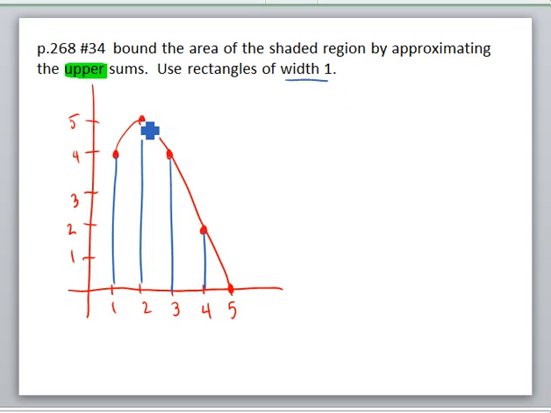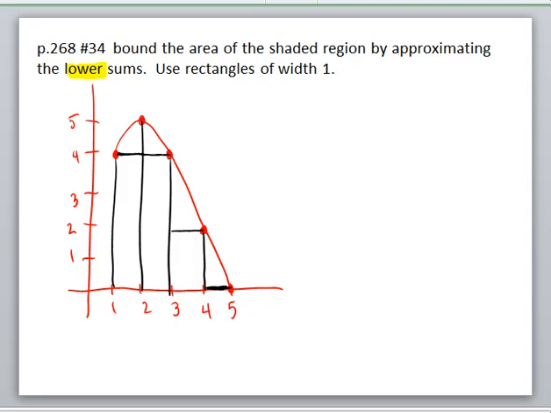This time, though, when I make my rectangle, I'm not going to draw this rectangle in. I want to draw above the curve. That's an upper sum. So again, on this side, I'll use this upper point and make it go above the curve. Again, above the curve for my rectangle, and then above the curve again. This is the upper sums.